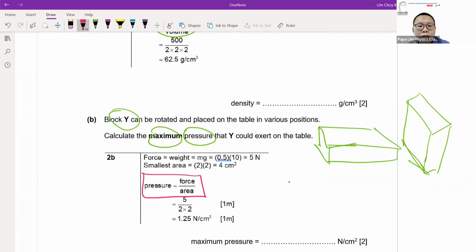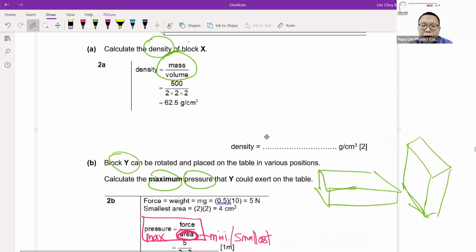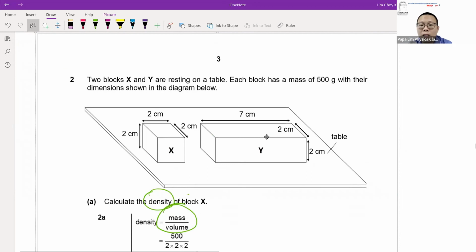If I want pressure to be maximum, I can't change the mass of the box, the weight of the box. So if I want maximum pressure, it means that the area, the denominator, has to be minimum. The area has to be smallest. With the denominator being the smallest, it will make the pressure the highest, the maximum. To have the minimum area, box Y has to be seated on the table with the 2 by 2 area in contact. So it will look something like this.